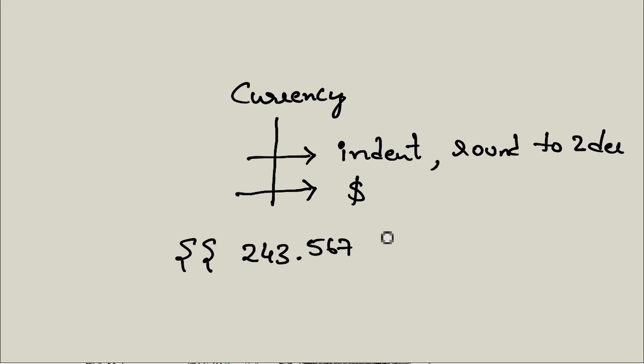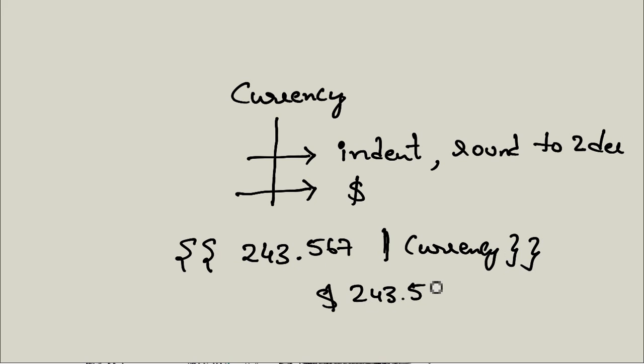So if we apply the currency filter to, let's say, 243.567, with the pipe symbol, we say currency. So now the output will be $243.57, because it will round it to two decimal points. It will add this dollar sign by default at the start of the number.